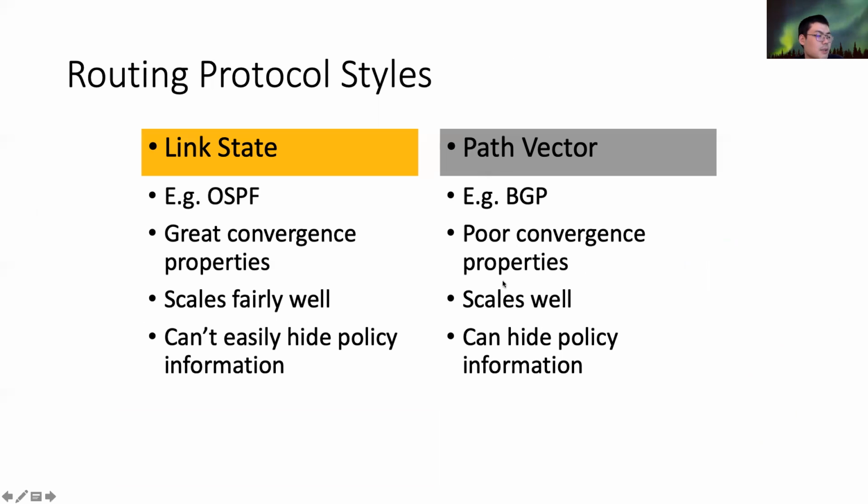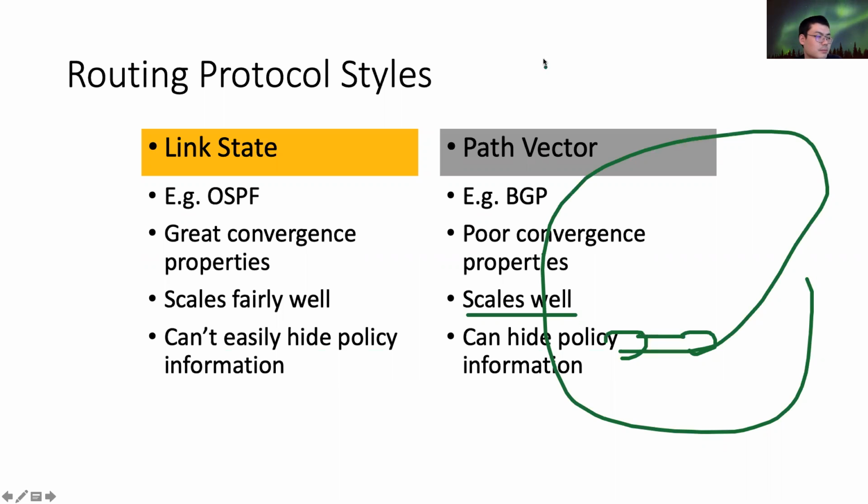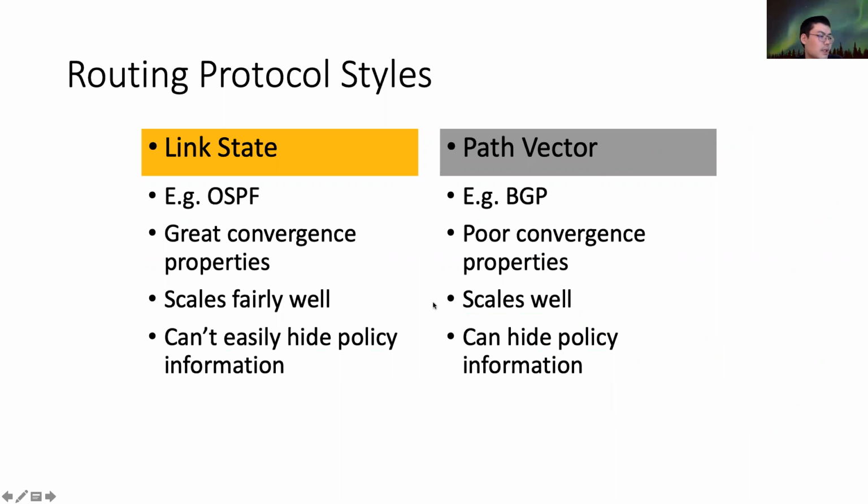On the other hand, BGP scales much better. It doesn't have this problem because it's a distance vector kind of thing. You only communicate with your neighbors. You don't broadcast information to everyone in your network. And link state, again, doesn't hide the policy information. It just finds the best path. With path vector, you don't need to tell others why you took this path to the destination, so security is better. So we can see the pros and cons.